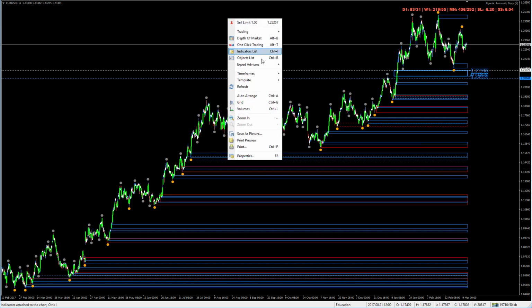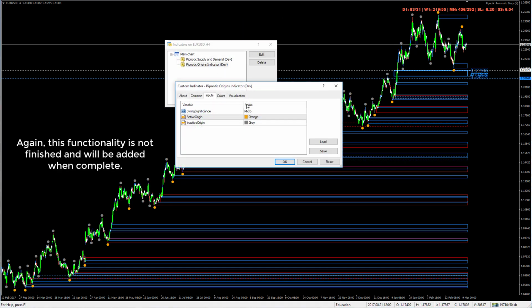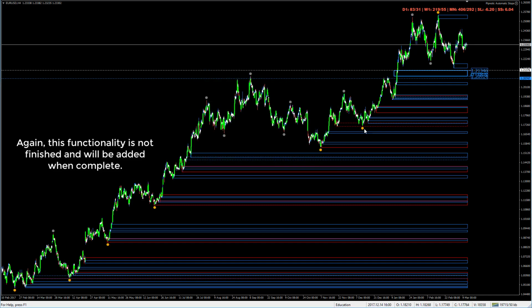I'm going to turn this on so we can get away. Let's find the good clear ones. So here we have a nice swing. Here we have a nice swing. Below that, we have this one here. These are no longer valid. Why? Because price has already moved below them. This is why they're gray.